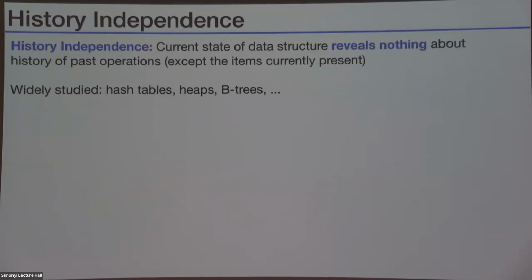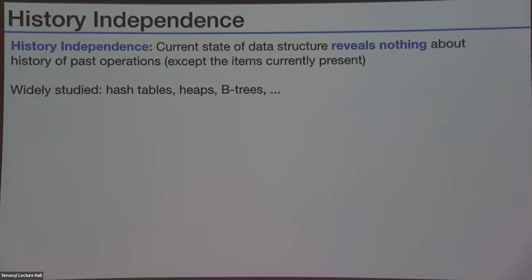This class of algorithms is what is called history independent. The idea of history independence is going to be one of the very main ideas of this whole talk, so the definition will be very important. The definition of a history independent algorithm is that the current state of the data structure reveals nothing about the history of past operations that the adversary did. Except you can see the items that are currently present, but beyond that, I have no idea what order the adversary inserted them in, or what insertions and deletions happened along the way.